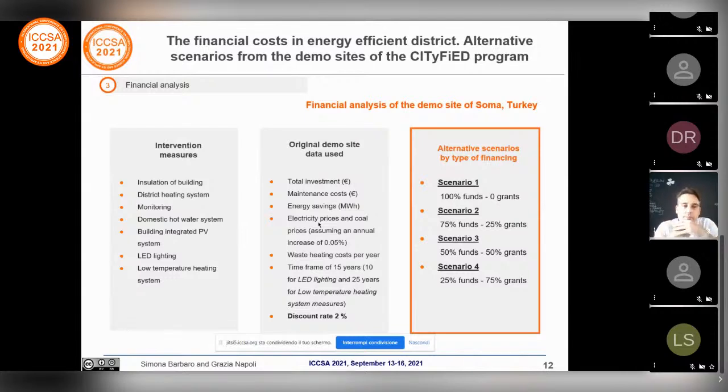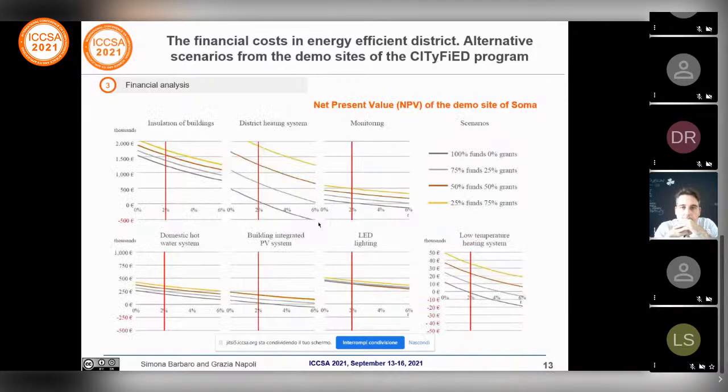The two economic indicators were then recalculated, considering 4 scenarios based on the percent of funds and the grants available. This slide shows the trends of the net present value for all interventions, considering a variable discount rate between 0 and 6%, and highlighting with a red line the value at 2%, which represents the minimum discount rate limit set by the project, below which there is no economic viability.